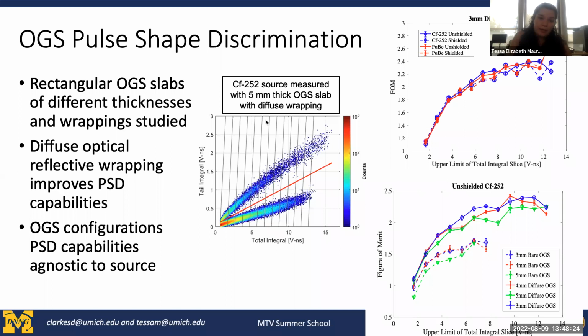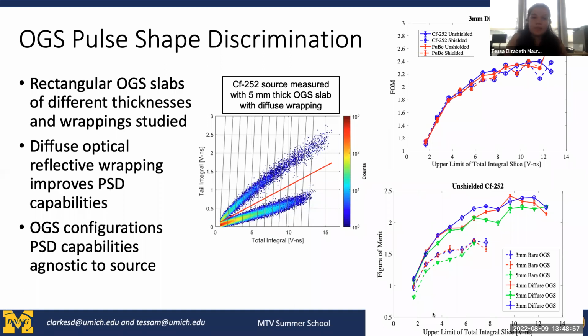What we've done here is divide up every PSD into these gray lines you can see. They're kind of slanted. We just took different slices of our total integral, and then found the figure of merit for each slice. Again, the figure of merit has to do with the PSD capabilities. In this way, we were able to compare the different PSD capabilities across different configurations. These are all summarized in the far right plots.